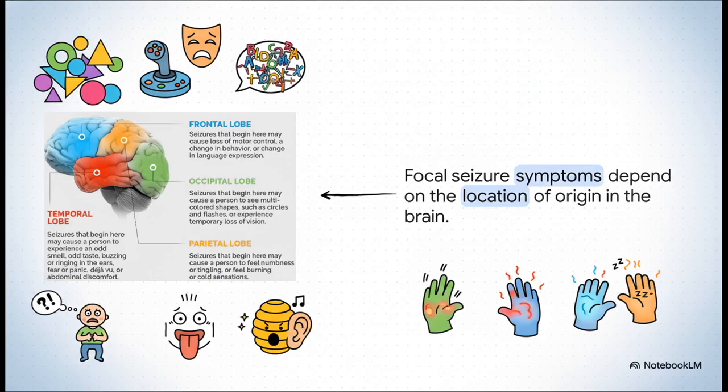If a seizure starts back here, in the occipital lobe, the brain's visual processing center, you might see flashing lights or colorful shapes that aren't really there. If it's in the temporal lobe, you might smell something strange, get an odd taste in your mouth, or have that spooky feeling of déjà vu. A seizure up in the frontal lobe could mess with your movement or your speech, while one in the parietal lobe could make you feel numbness or a burning sensation.